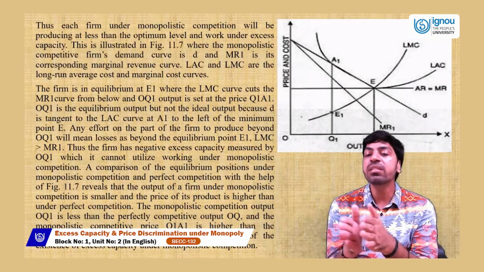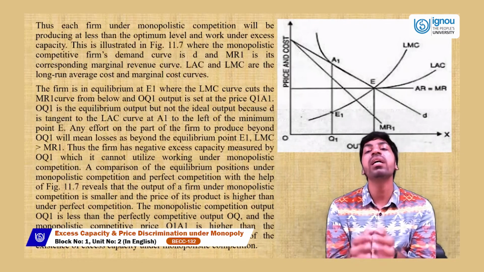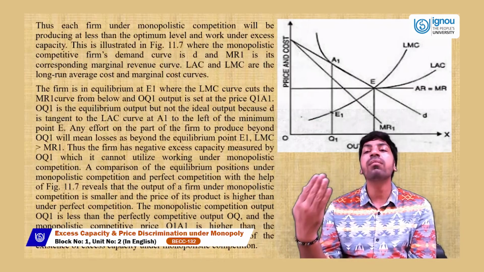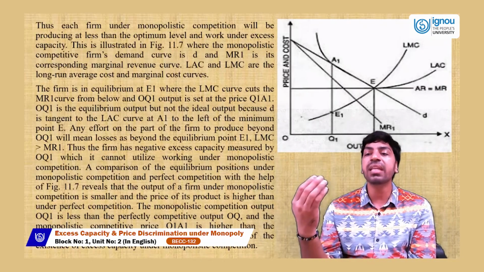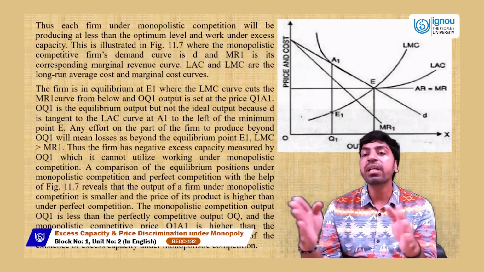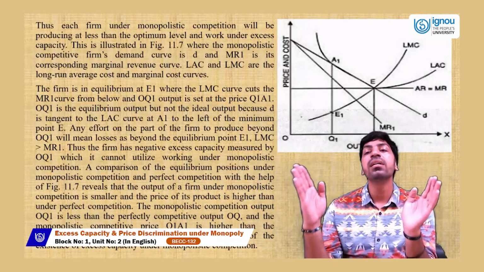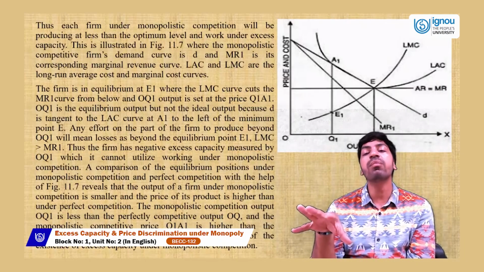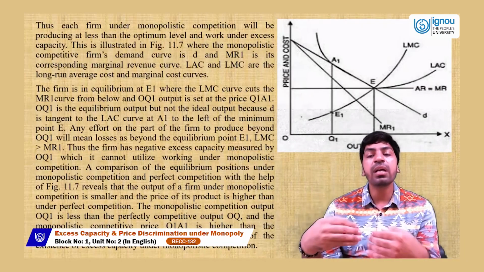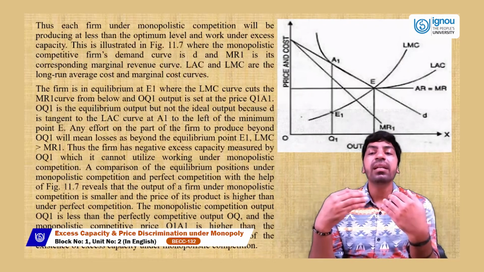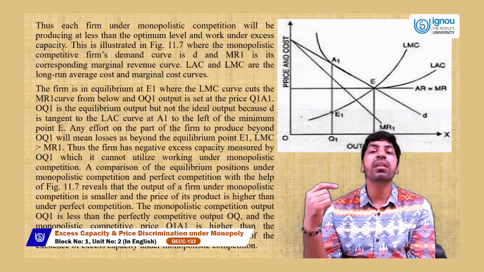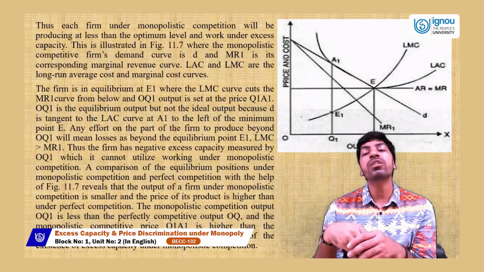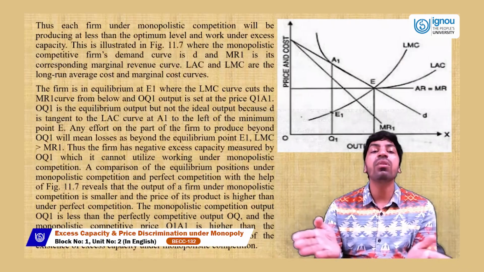The difference between OQ and OQ1 refers to unutilized capacity, where a new equilibrium, E1, is achieved. The long run average cost curve intersects the long run marginal cost curve at the original equilibrium point, and a new equilibrium point is achieved when it cuts the marginal revenue curve, where A1 and E1 give the actual output which could be achieved in this particular situation.